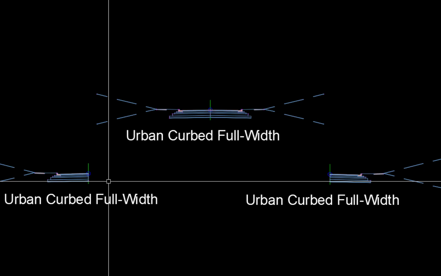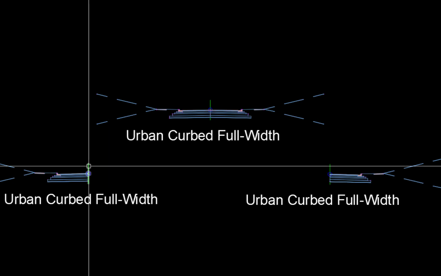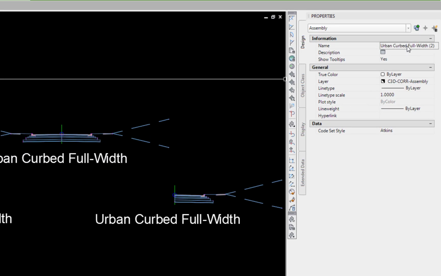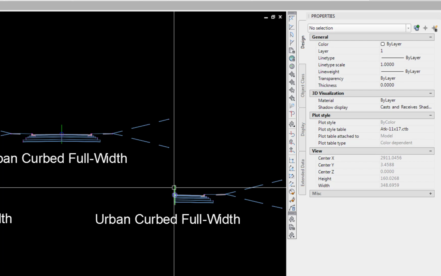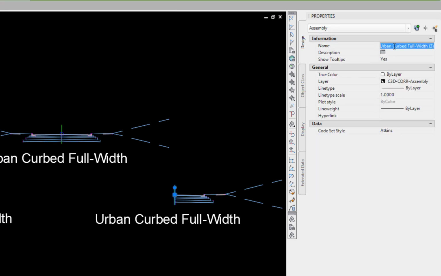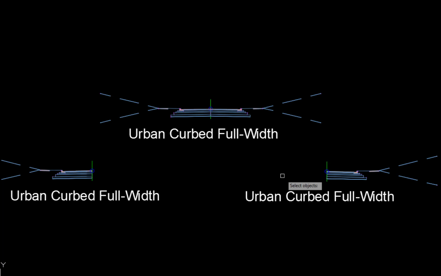Change name of assemblies. Pick the left assembly marker. In Properties palette, change name to Ken 16-foot left. Escape. Pick the right assembly marker. Change name to Ken 16-foot right. Escape. M enter.